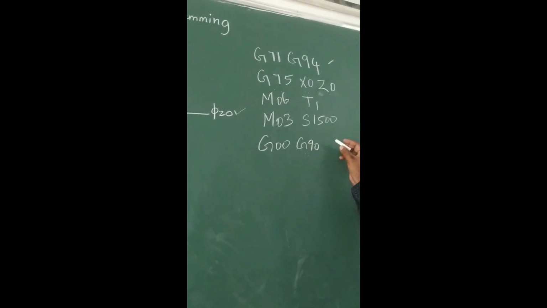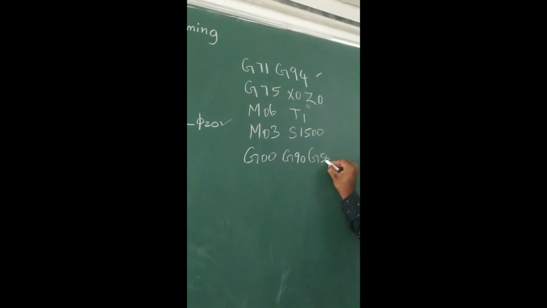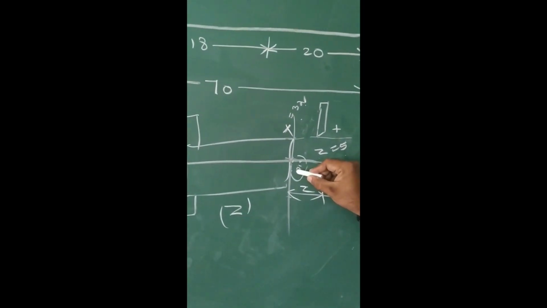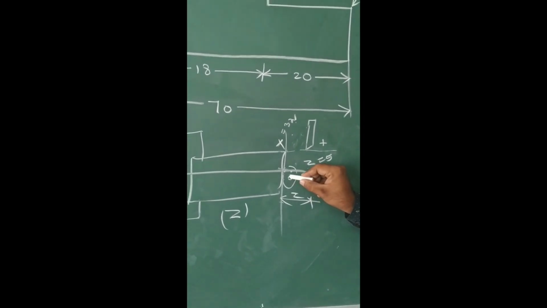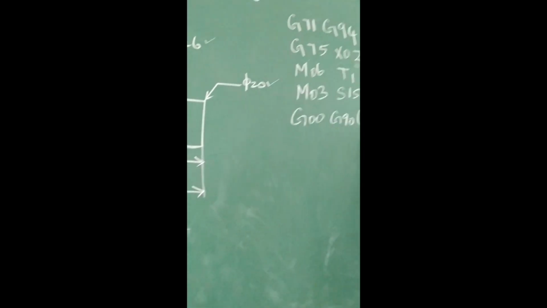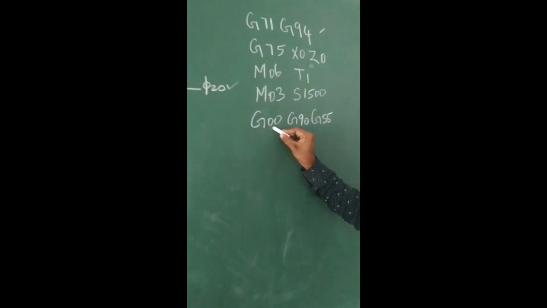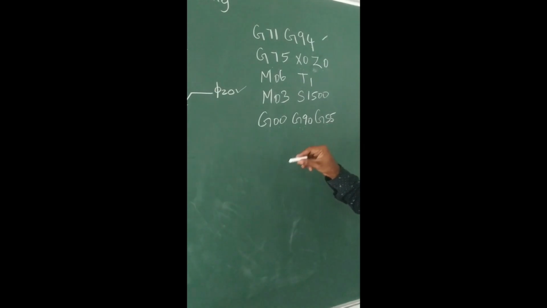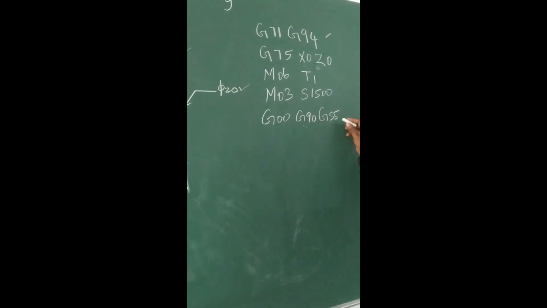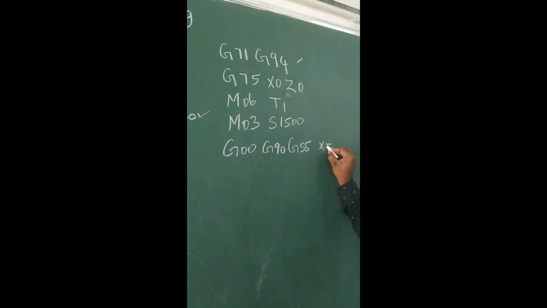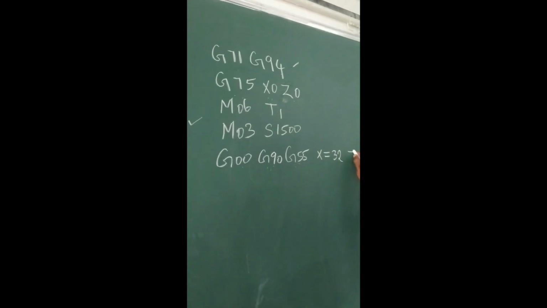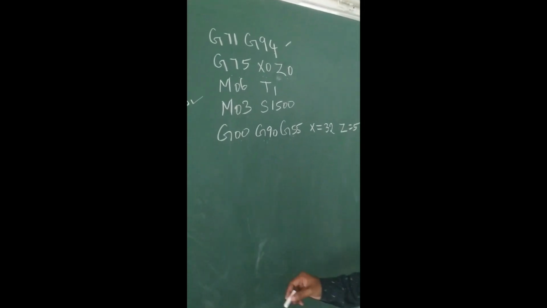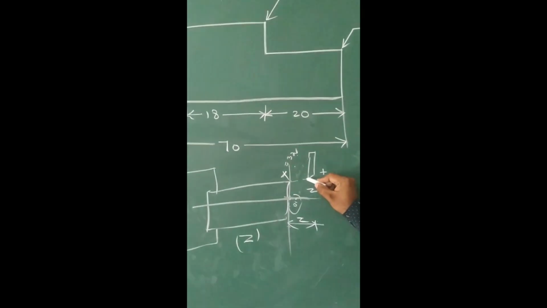So G90, then G55. This is called the offset value. We are setting 0, 0 to the machine, indicating this is the reference. I have stored this value in G55. So G00 is rapid movement, G90 is the absolute mode method of programming, and G55 is the offset we have stored. Now I am going to write x is equal to 32, z is equal to 5. So this is the starting point. Now the tool will be placed here.